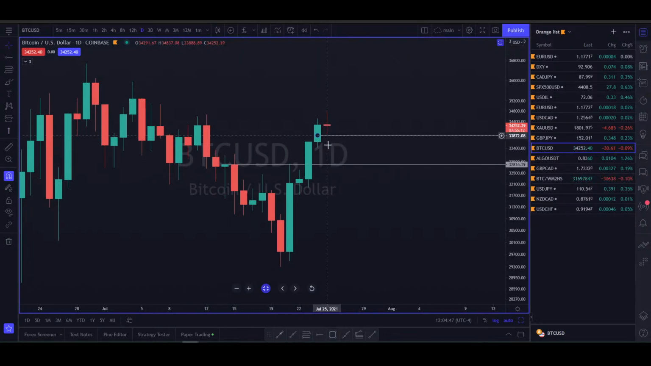Everybody else will assume that the bears are back in control, but as long as you don't close a daily below that, I'm looking for bullish entries. Because this is a little bit momentous here. This is a pretty good aggregation of price back to the upside.